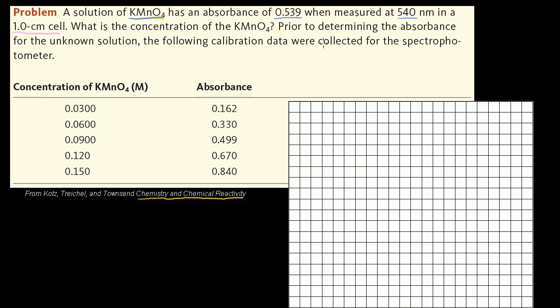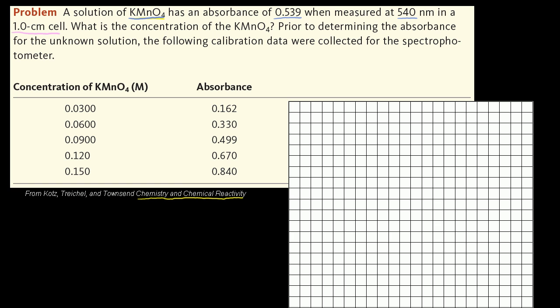Prior to determining the absorbance for the unknown solution, the following calibration data were collected for the spectrophotometer, I should say, not the spectrometer. The absorbances of these known concentrations were already measured. So what we're going to do is plot these, and then essentially this absorbance is going to sit on the line. We learned from the Beer-Lambert law that there is a linear relationship between absorbance and concentration. So this absorbance is going to sit someplace on this line, and we're just going to have to read off where that concentration is. And that will be our unknown concentration.